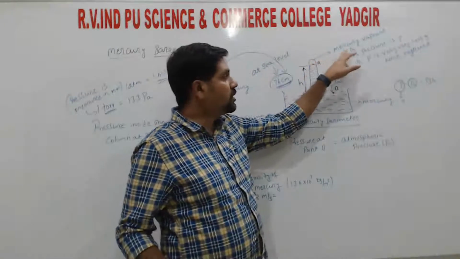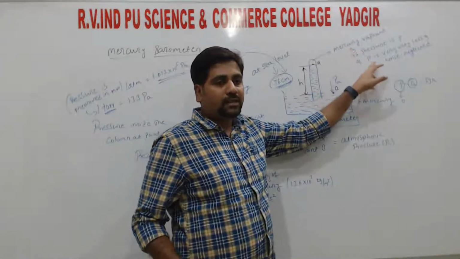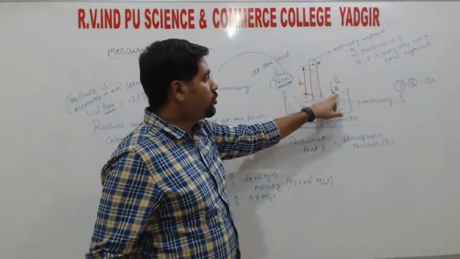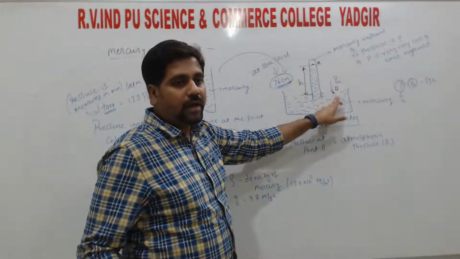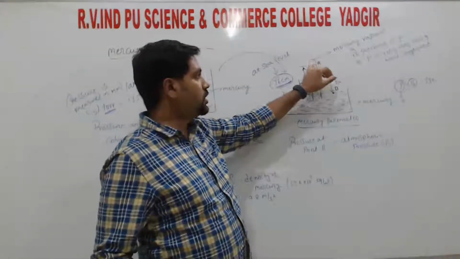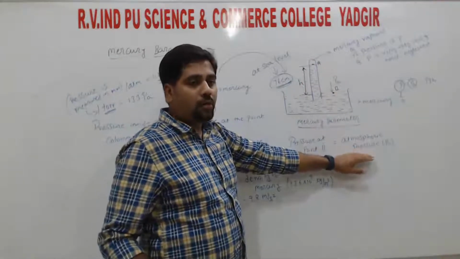Here at the top there is some pressure, but since it is very small, we neglect it, right? So pressure at point A is equal to pressure at point B, right? So that is equal to the atmospheric pressure. Hence pressure at point A is equal to the atmospheric pressure.